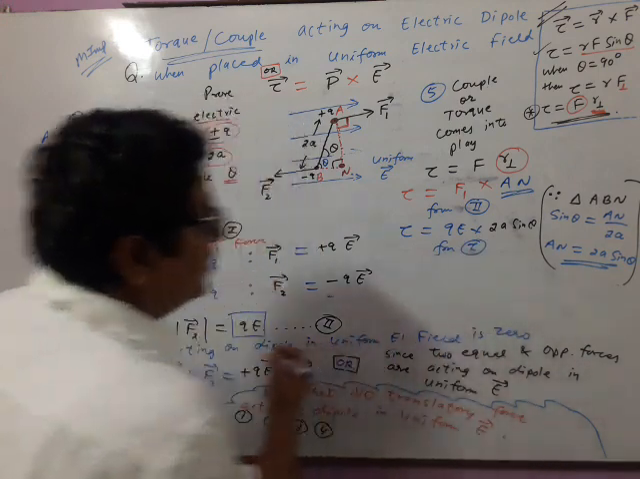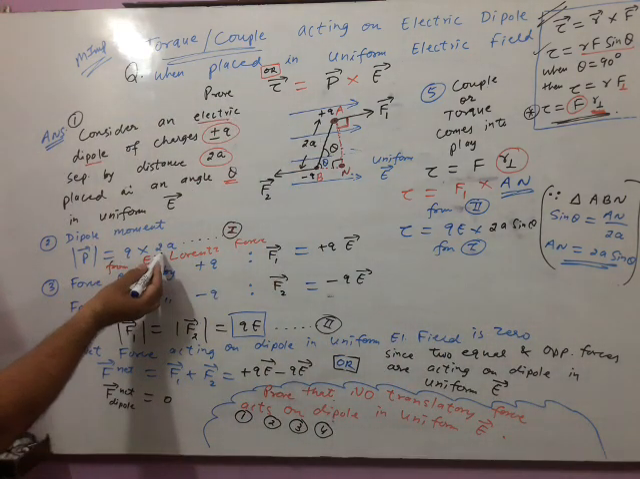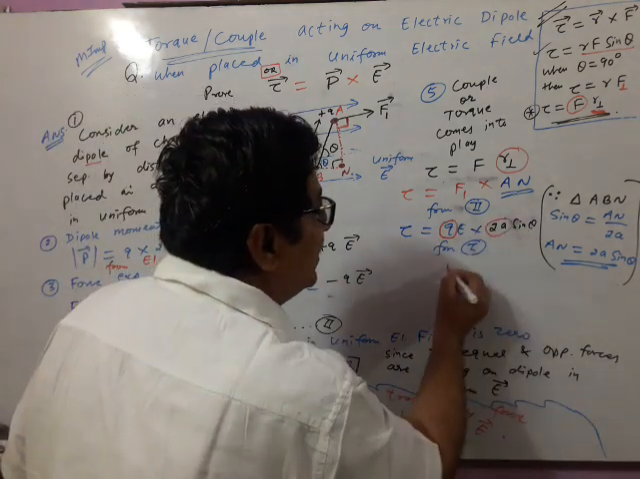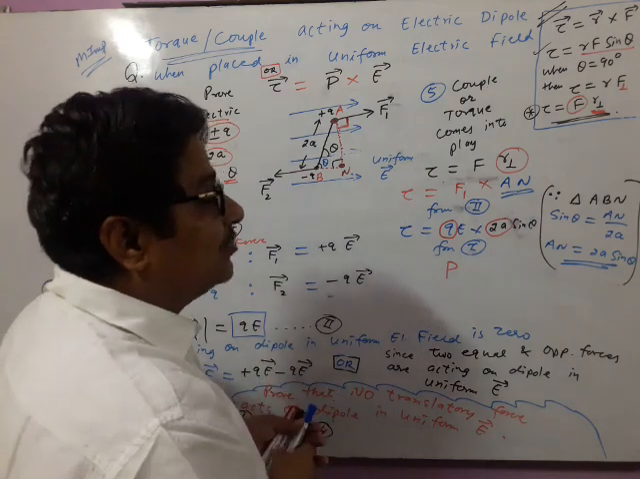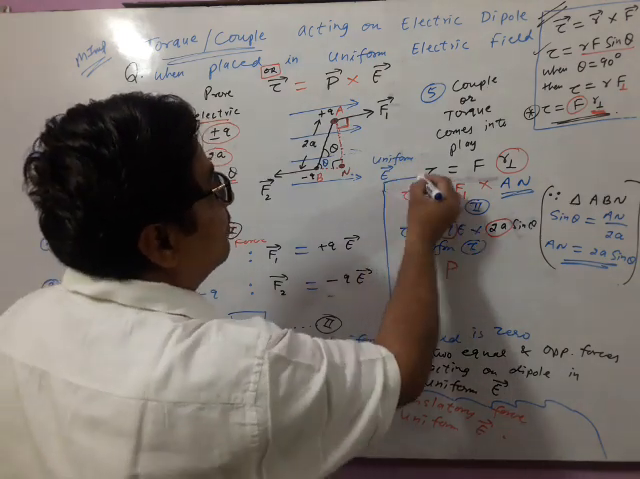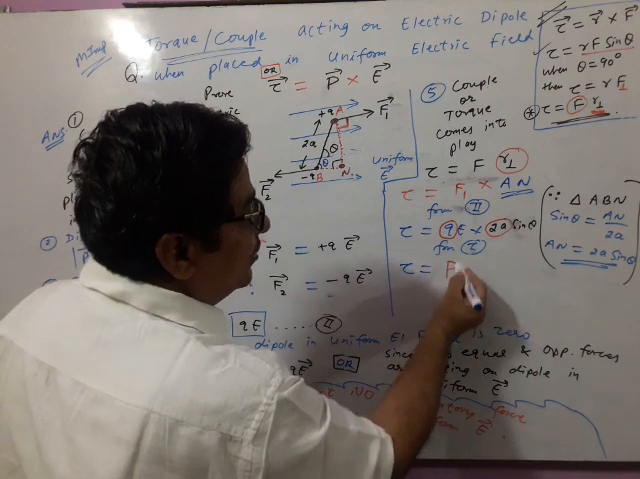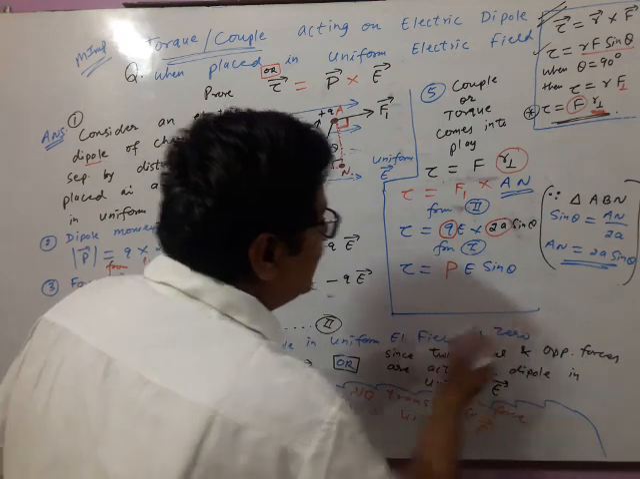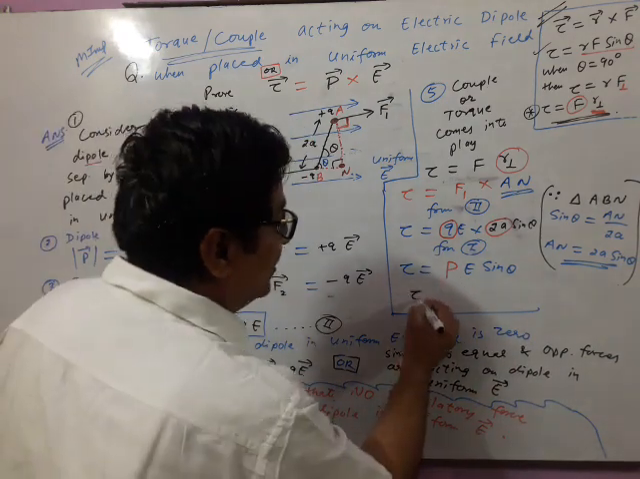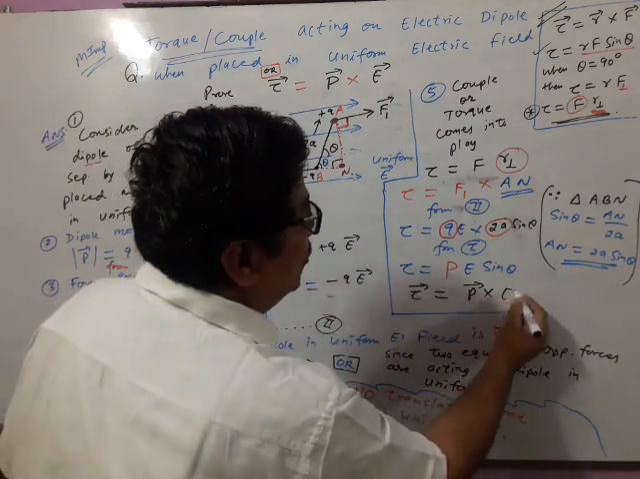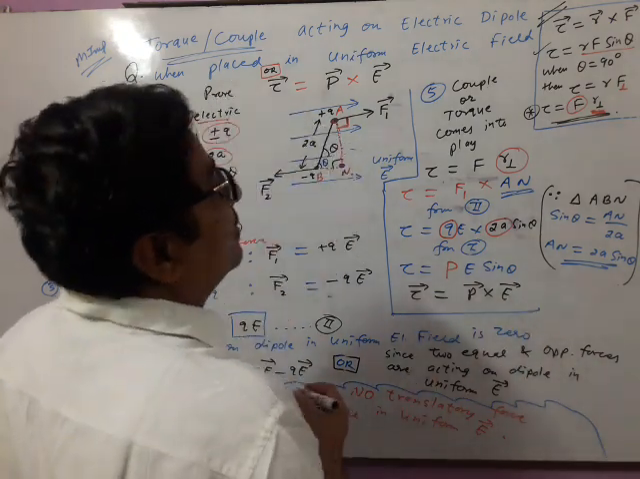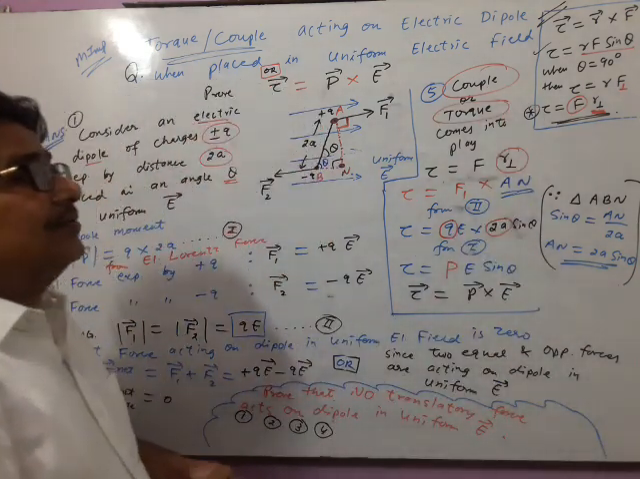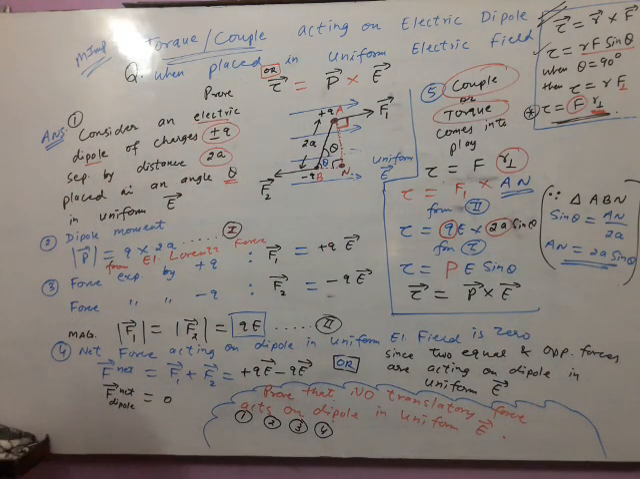Now with reference to first equation, dipole moment is Q into 2a. In place of Q into 2a, you can write P, dipole moment magnitude. So this will become torque is equal to P, remaining part E, into sin theta. This is called, in vector notation, torque vector is P vector cross E vector. This is the torque or couple experienced by dipole in uniform electric field.